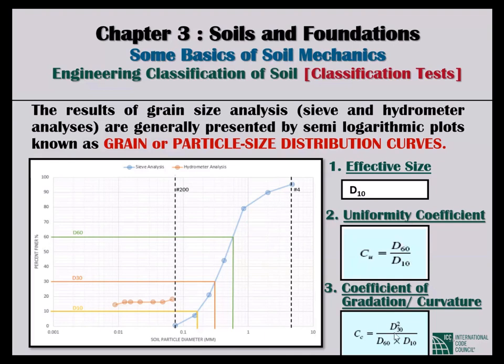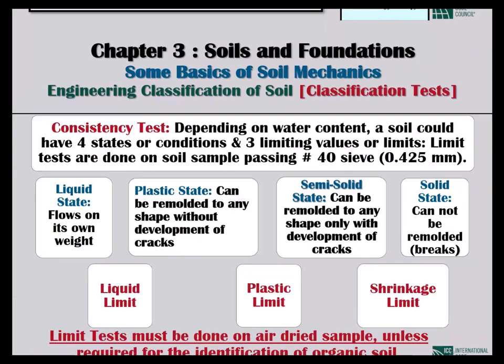Similarly, we get another coefficient, called the coefficient of gradation or coefficient of curvature. Cc or Cz is D30 squared divided by D60 times D10. So these two values we will be using in the classification scheme. We are getting two values from here: uniformity coefficient and coefficient of curvature.